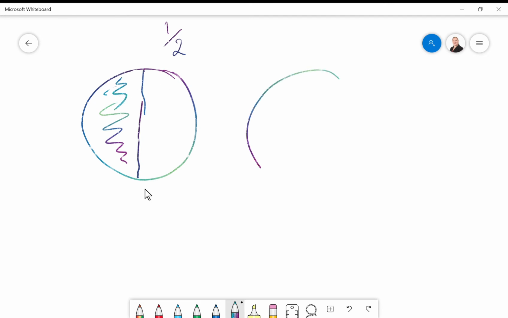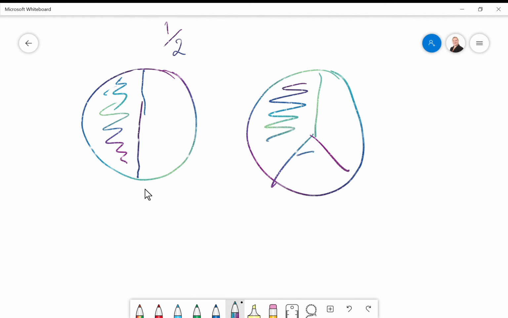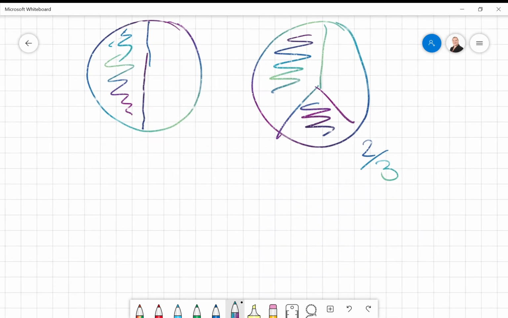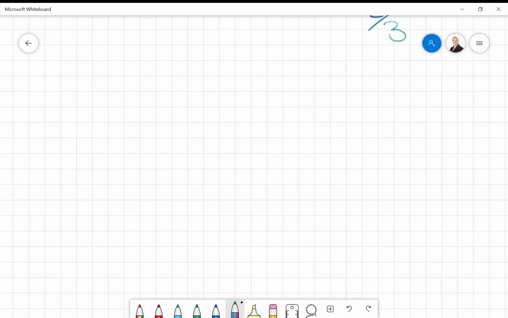Or I could have a cake and I could cut it into three pieces and I could take two of those pieces. Then I've taken 2/3 of the cake because it's two out of the three pieces. So that's basically what fractions are, and you've done some equivalent fractions. So now today what we're going to be talking about is top-heavy fractions.